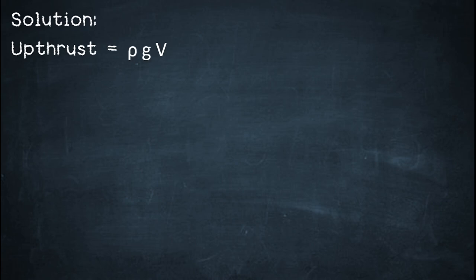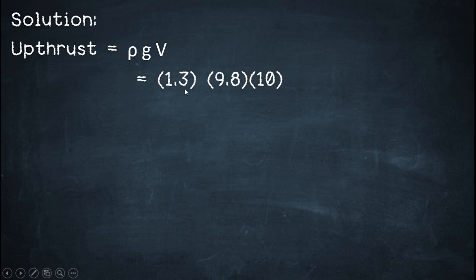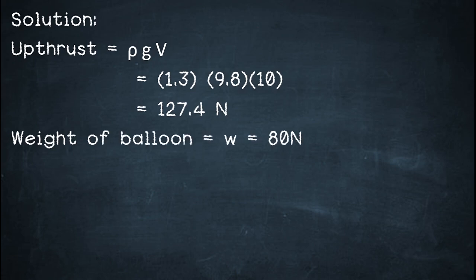So in the solution, firstly we will determine the value of upthrust by the formula rho gV. As I have already mentioned in the assignment that we will use here the density of fluid. So the fluid is air, so density of air will be included here, which is 1.3. Value of g is 9.8 and volume is given to you in the question, that is 10. So upthrust will be equal to 127.4 Newton. Weight of balloon was given in the data, it is 80 Newton.